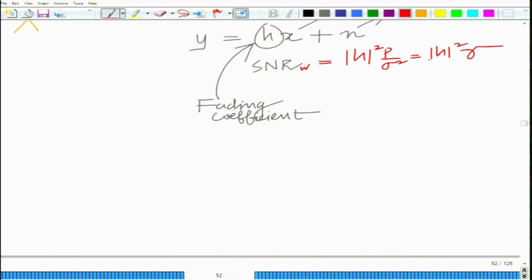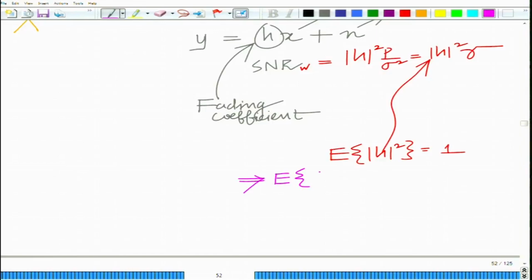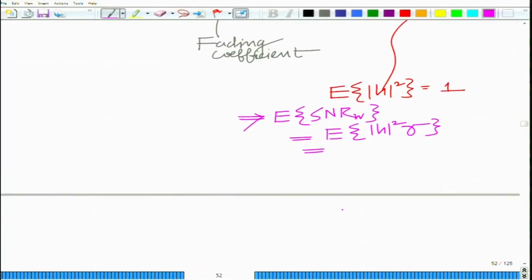Further, what we will do is set the expected, the average value of this magnitude H square, equal to 1. What happens because of this is, if you look at the average SNR of the wireless communication system, that will be expected value of magnitude H square times gamma, which is basically gamma times expected value of magnitude H square, and we have seen that expected magnitude H square equals 1.